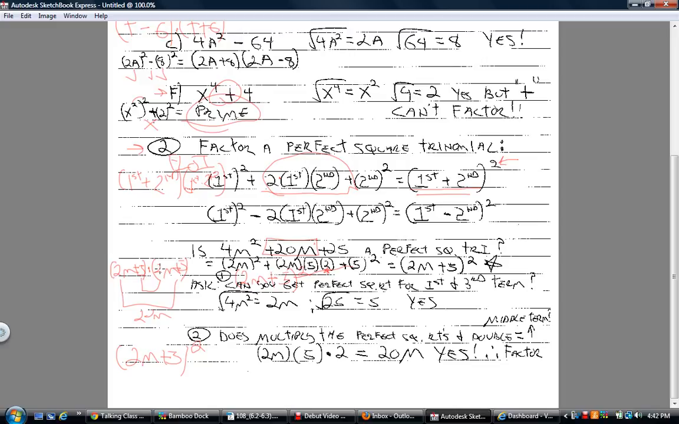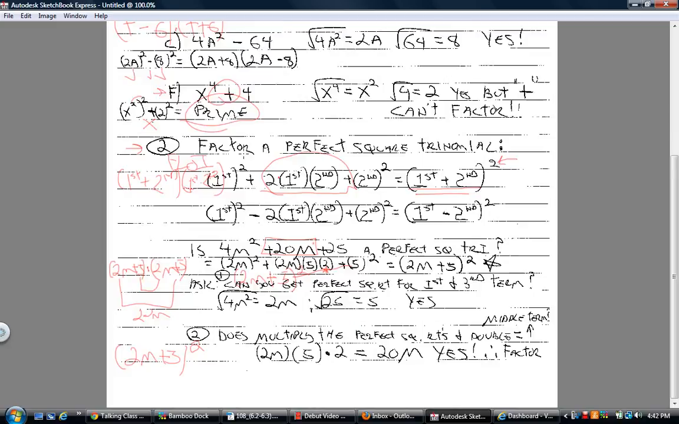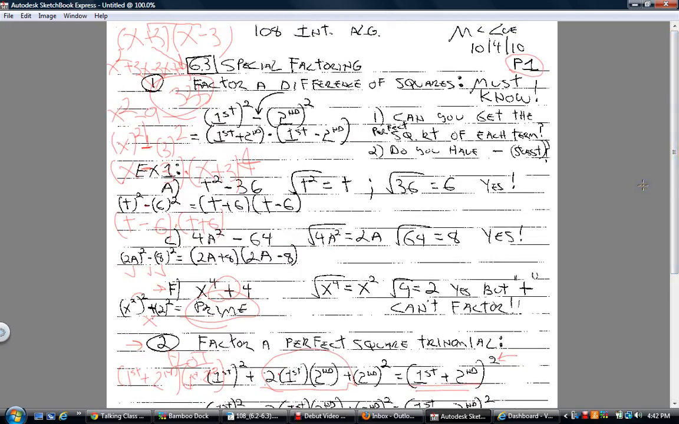The more you use it, the more comfortable you get with it, and the quicker and more shortcuts you'll be able to use. So just remember, you do have the backup of reverse FOIL to use. However, one last time, when you have the difference of squares, you must see that pattern.